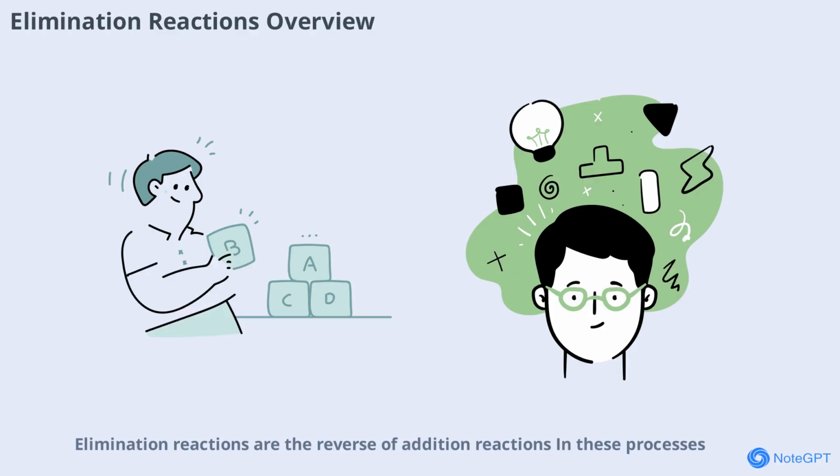In these processes, two atoms or groups are removed from a molecule, often resulting in the formation of a double or triple bond. The most common types are E1 and E2 eliminations. These mechanisms are crucial for creating alkenes and alkynes from saturated precursors. Let's explore how elimination reactions work and what factors influence their pathway.